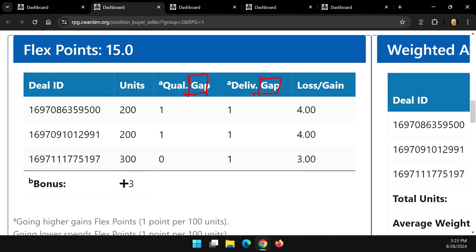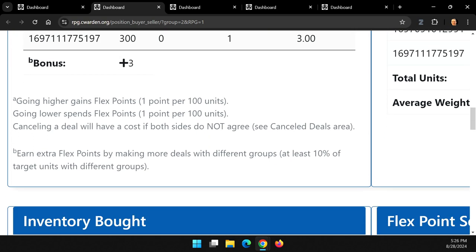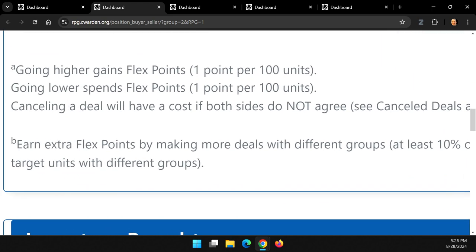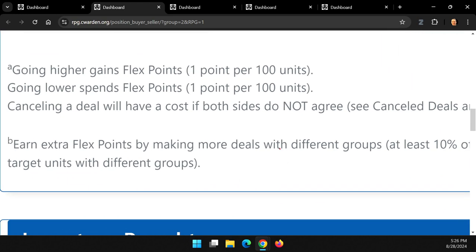Okay, so that's one way, an easy way, to get some flex points. That's the normal way. But what's another way? Look down here at this section called bonus. Here, this group has +3 bonus. How did they get +3 bonus? Well, if you look down here at the bottom, there's a little instruction. And it says that you can earn extra flex points by making more deals with different groups.